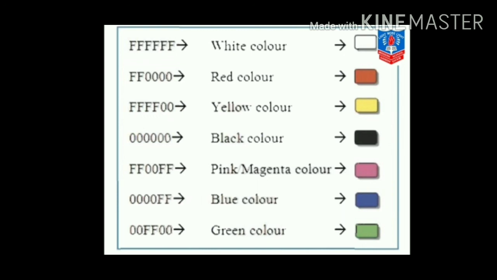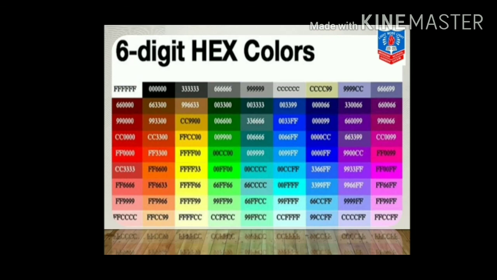Here you can see a series of colors, their coding and their display. These color codes are according to the 16 digit system. Understood, children? In the second image, you can see 6 digit hex colors. Hex means hexadecimal colors, that is base 16. Got it, children?